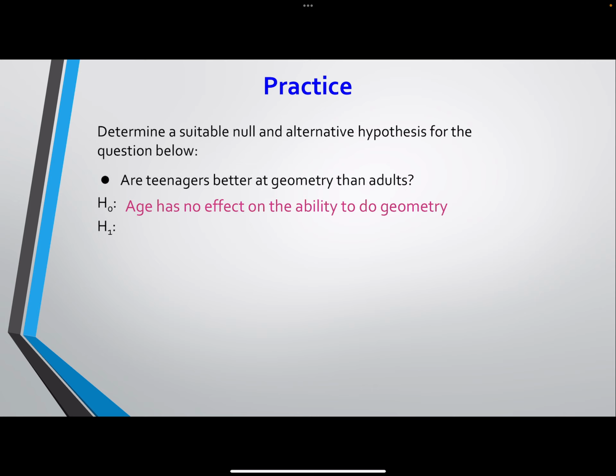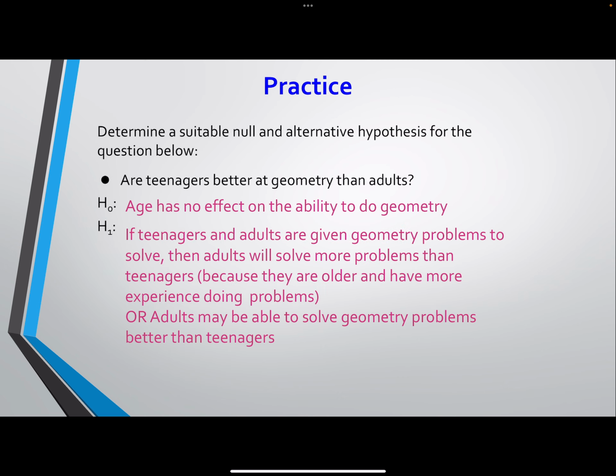So for the null hypothesis, you might want to write: age has no effect on the ability to do geometry. Or you could go ahead and say something like: being a teenager does not affect your skills in geometry rather than being an adult. That would be another null hypothesis, because you're just trying to disprove it, and it basically says this variable has no change on this variable. That's what basically you're trying to do.